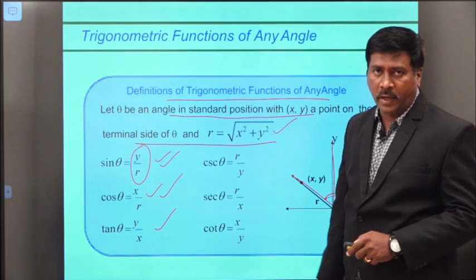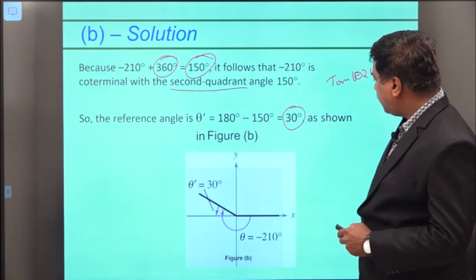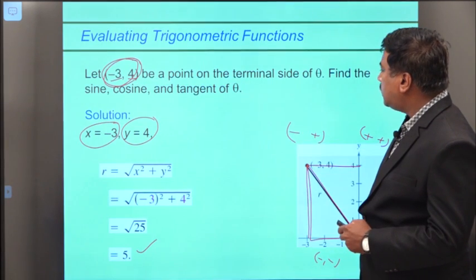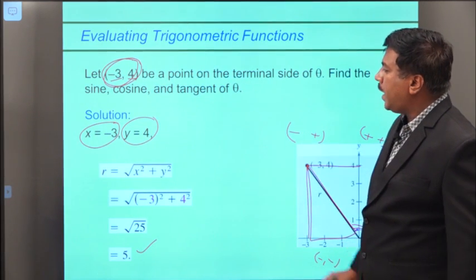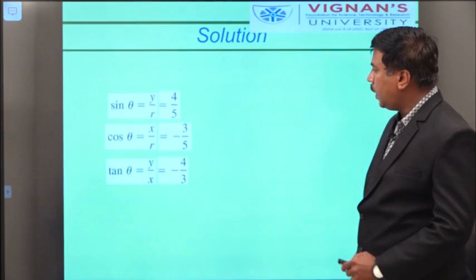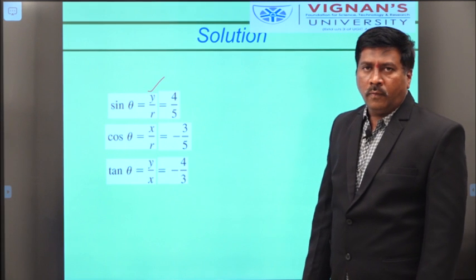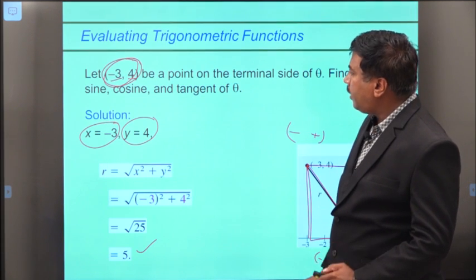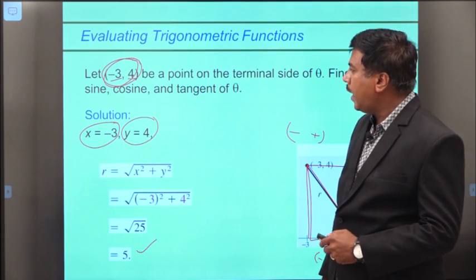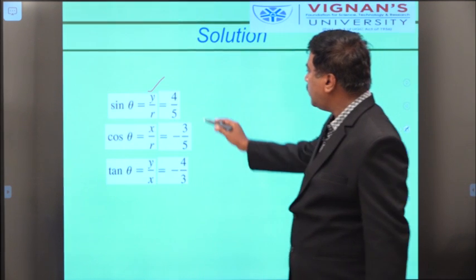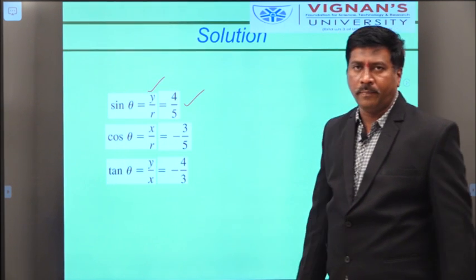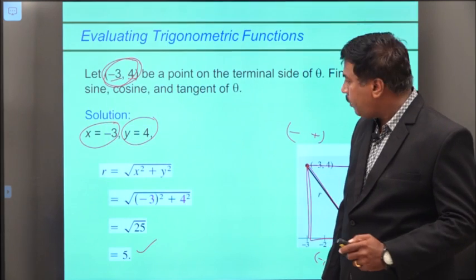Here the point is given. So likewise, this is x equal to -3 and y equal to 4. That means here sine theta equal to y by r. What is the ordinate of y? The y coordinate value is 4. That means simply using the formula, it is 4 by 5. Please all of you keep this in your mind.